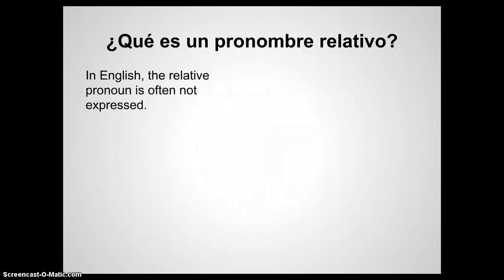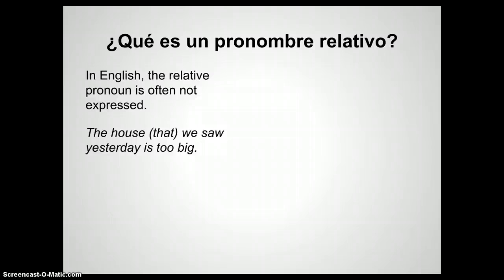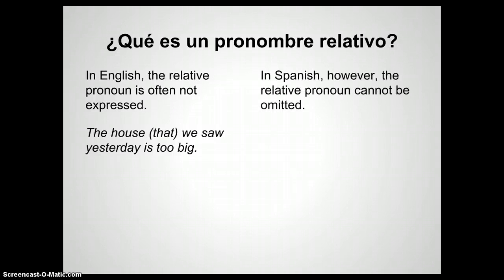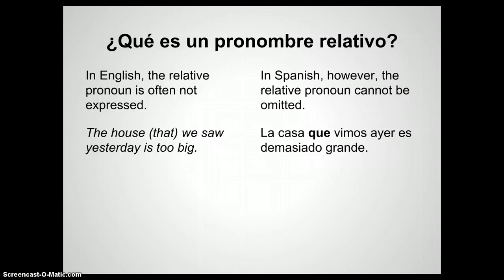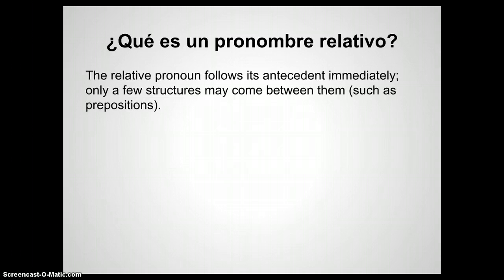In English, the relative pronoun is often not expressed. The house that we saw yesterday is too big. So in English, we don't have to say that. It's optional. Spanish, it can't be omitted. So, la casa que vimos ayer es demasiado grande. There's no way we could leave that out. It just doesn't sound right in Spanish.